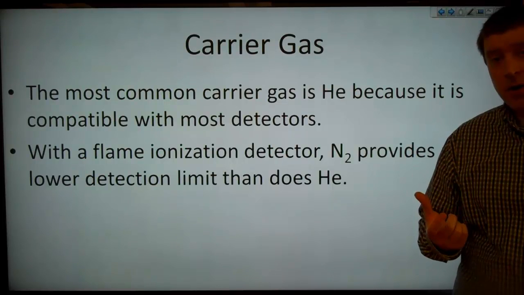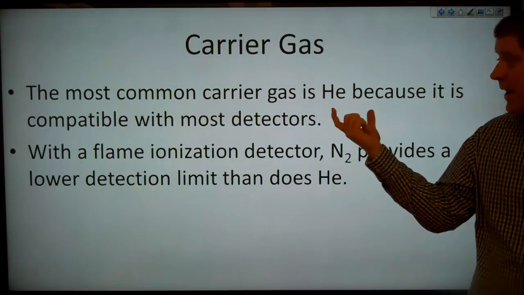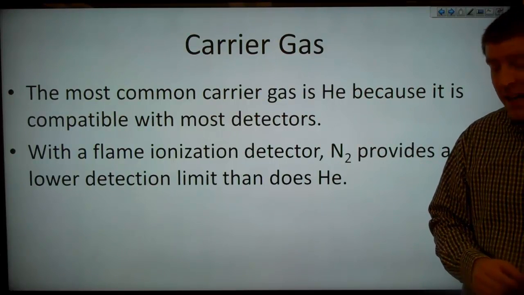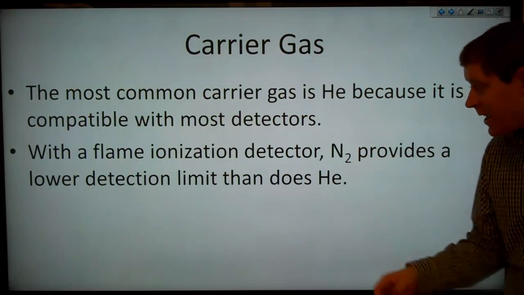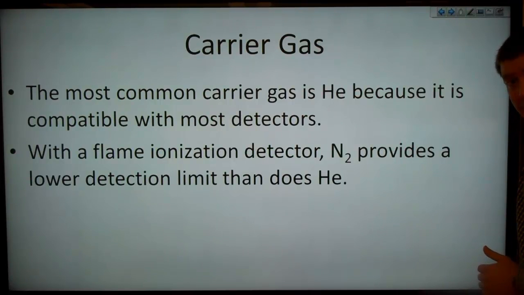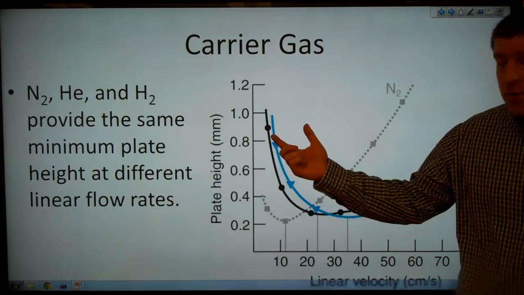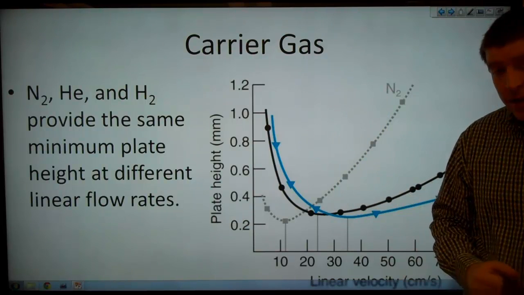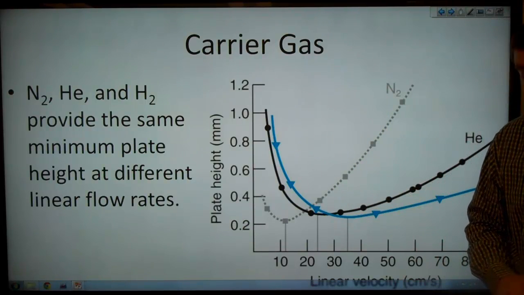So now let's talk about carrier gases. The most common carrier gas is helium because it is compatible with most detectors. With a flame ionization detector, nitrogen provides a lower detection limit than does helium, and thus the nitrogen should be used instead. Now, the nitrogen, helium, and hydrogen provide the same minimum plate height at different linear flow rates.